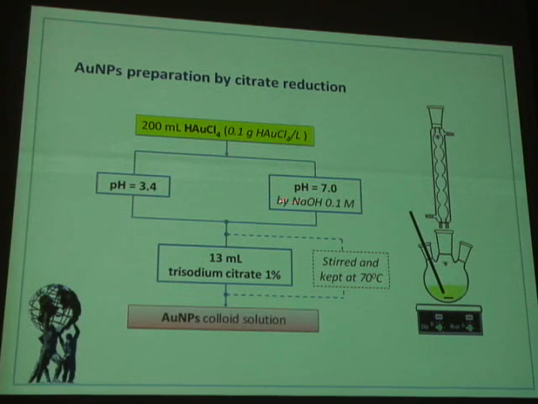By another way, we can prepare gold nanoparticle of about 20 or 40 nanometer by changing the pH of solution. The condition in temperature and reducing agents is the same. And pH will be adjusted by sodium hydroxide 0.1 mole.